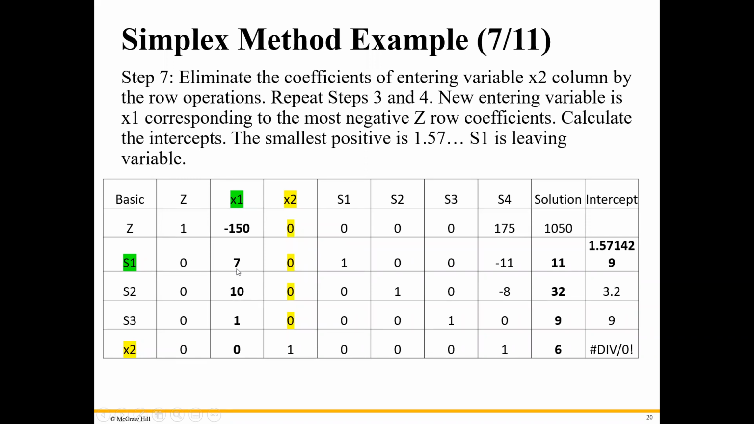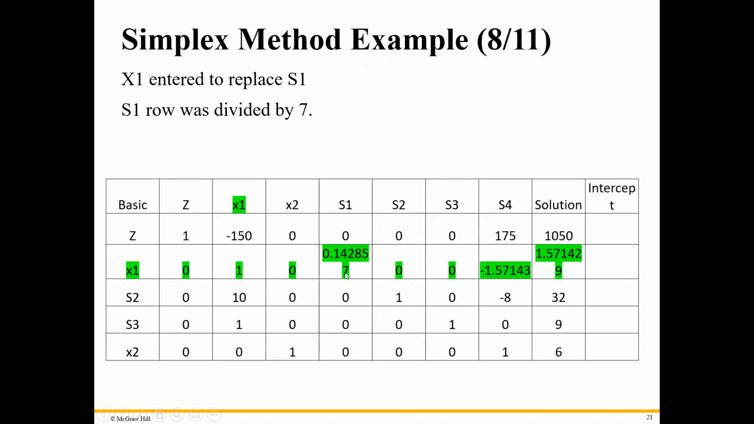So what we have to do is divide this row by 7 throughout. So 7 divided by 7, 0 divided by 7, 1 divided by 7, and like that. Then we will get these elements. All the other elements are the same as before. And what will be our next step? To multiply x1 to 150.